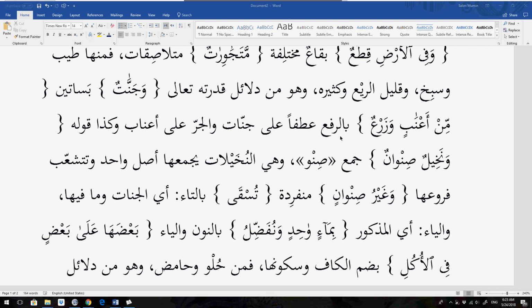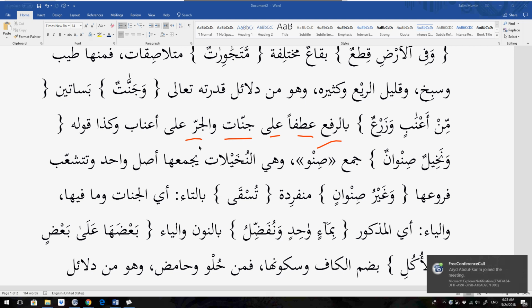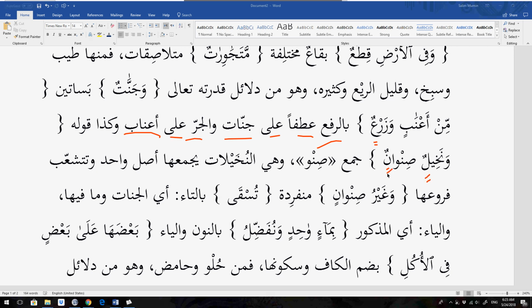Jannatin. So he's saying that it ends in Tanween Dhamma, it's nominative as a conjunction to Jannatin. Al-jarru, and it would be genitive ala a'nabin, upon the vines, if we read this in genitive. وَكَذَا قَوْلِهِ. And likewise, he's saying, وَنَخِيلٌ, it could be نَخِيلٍ, سِنْوَانٍ. It could be read that way.